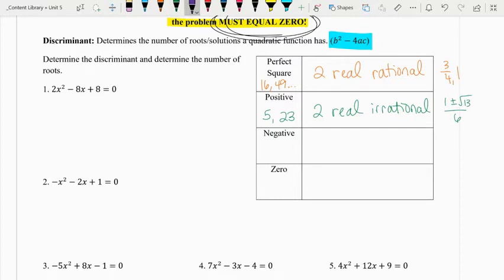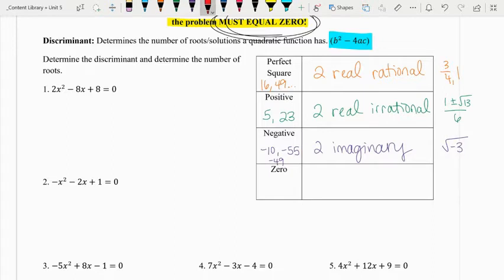Then you can also have negative numbers. So you can have like a negative 10 or a negative 55, something like that. You can even have a negative 49. It's a square, but it's negative. As soon as it's negative, you're going to have 2 imaginary. And think about it: you're going to have imaginary because you're going to have something underneath the square root that is negative, like negative 3, which means you have to pop an i out.